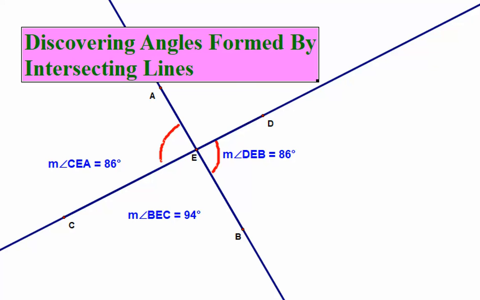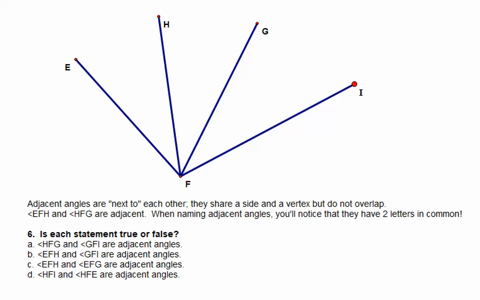Welcome back. This is our second video as we complete the worksheet Discovering Angles Formed by Intersecting Lines. In this second part of the video, we're going to look at a different type of angle. Adjacent angles are next to each other. They share a side and a vertex but do not overlap.